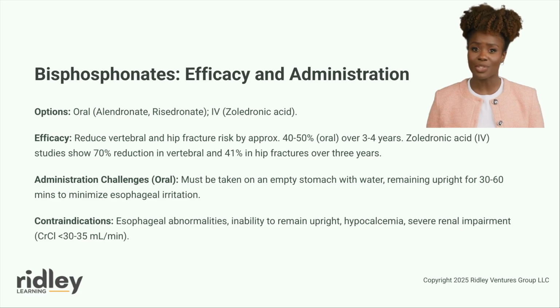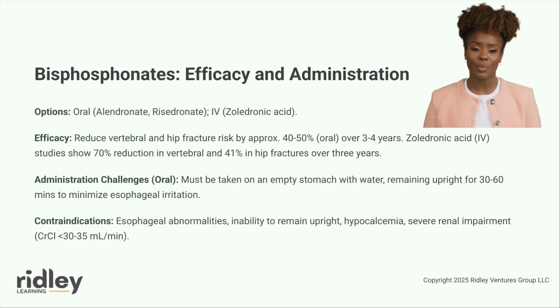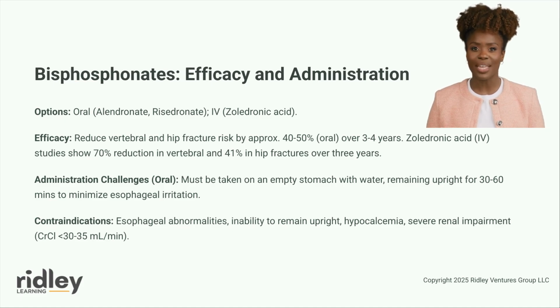Clinical trials have demonstrated that oral alendronate and risedronate reduce vertebral fracture risk by approximately 40 to 50% and hip fracture risk by 40 to 50% over 3 to 4 years of treatment in women with established osteoporosis. Zoledronic acid has shown similar efficacy, with the Horizon trial demonstrating 70% reduction in vertebral fractures and 41% reduction in hip fractures over 3 years.